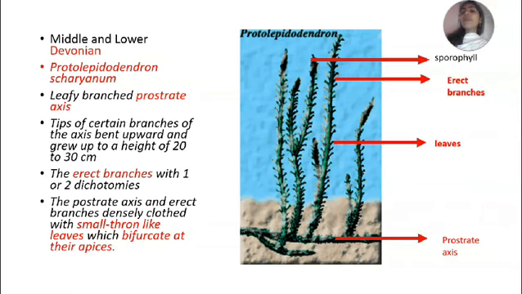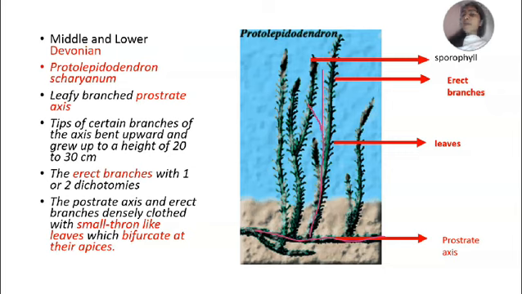Morphology of Protolepidodendron is similar to Lycopodium. It is a herbaceous plant. Yesterday we discussed lepidodendron, that is an arborescent lycopod or a tree-like lycopod. Unlike the lepidodendron, the protolepidodendron is a herbaceous species. Similar to Lycopodium, it has a prostrate axis like this, and from this prostrate axis there arise erect branches. These erect branches are dichotomously branched.